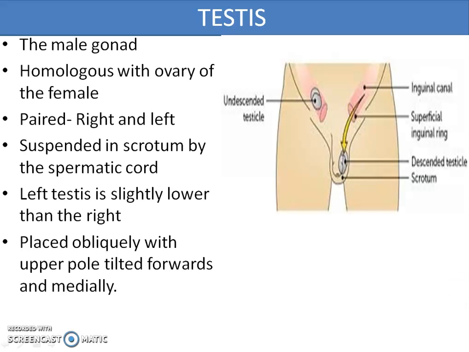The testis is a male gonad. It is homologous with the ovary of the female. It's a paired organ. It has got right and left testis. The testis is suspended in the scrotum by the spermatic cord. Left testis is slightly lower than the right, and the testis is placed obliquely with the upper pole tilted forwards and medially.